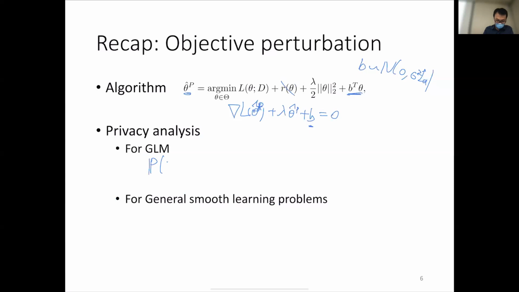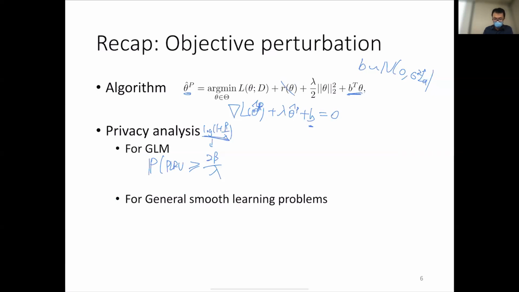So the kind of bound that we got in the end is something like this. We get that the privacy loss random variable is larger than, for the generalized linear model case, this is 2 beta over lambda, under the assumption that lambda, so this is actually log 1 plus beta over lambda.